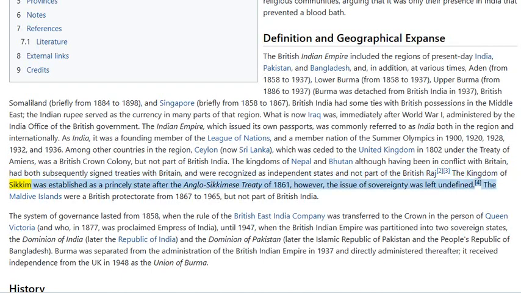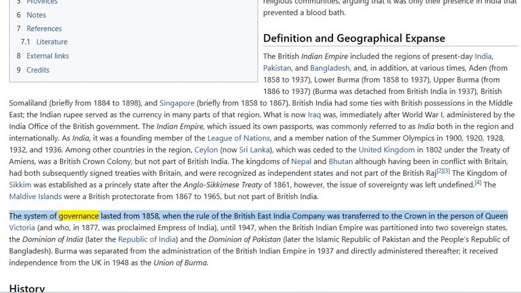The Kingdom of Sikkim was established as a princely state after the Anglo-Sikkimese Treaty of 1861, however, the issue of sovereignty was left undefined. The Maldive Islands were a British protectorate from 1867 to 1965, but not part of British India.